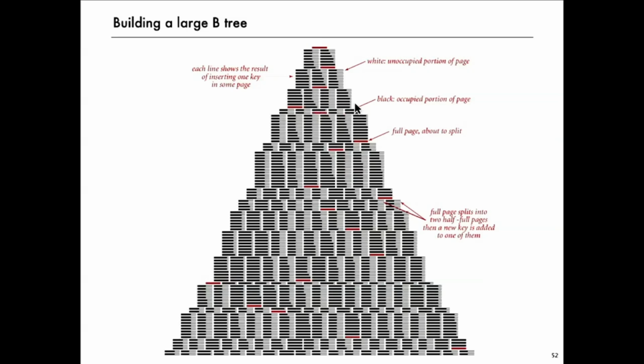The black is the occupied part of the page, the white is the unoccupied part. And a full page about to split, then right below there's 2 pages. So this shows the process of building a large B tree. And you can see the amount of black. It's kind of half empty. It's a little more than half full usually, analysis shows. And people have variants of these algorithms that keep it much more than half full if that kind of space is a consideration.